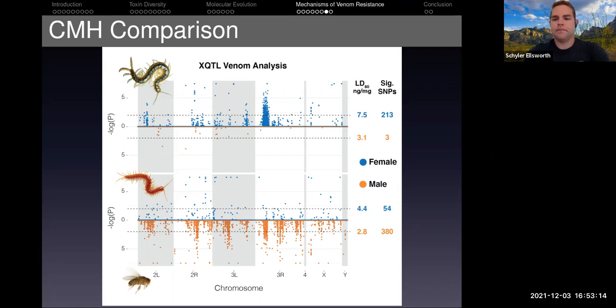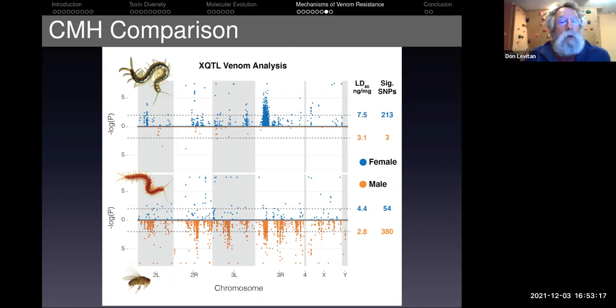Cool. Schyler? Yeah. Nice talk. Were there any significant SNPs that were the same between males and females? It's quite remarkable that it seems like they're completely unrelated.